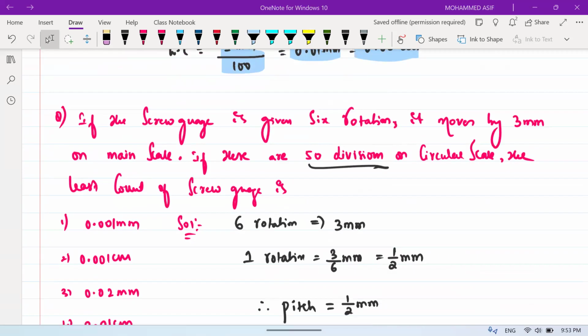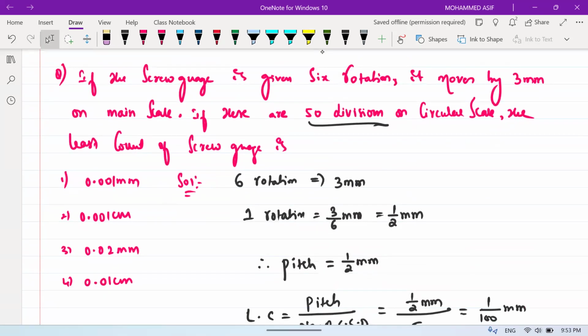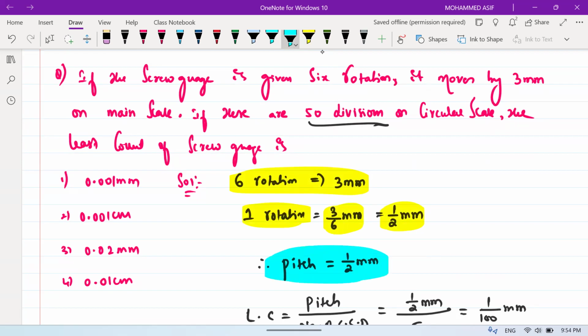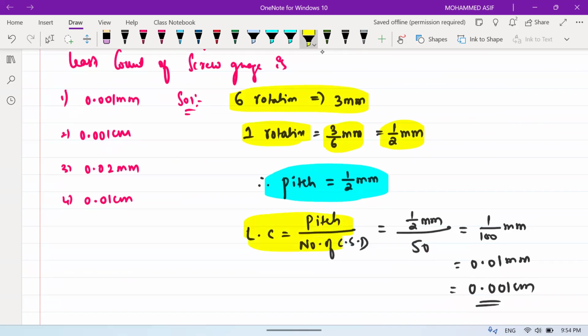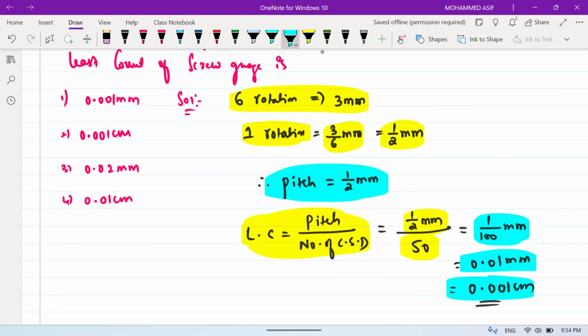Look at the question again. If the screw gauge is given 6 rotations, it moves by 3 mm on the main scale. If there are 50 divisions on the circular scale, the least count is asked. For 6 rotations it moves 3 mm, so for 1 rotation it moves 3 by 6 mm, that is half mm. So the pitch is half mm. Least count is equal to pitch divided by number of circular scale divisions. Pitch is half mm, number of circular divisions is 50. Simplifying, we get 1 by 100 mm, or 0.01 mm, or 0.001 centimeter. Clear?